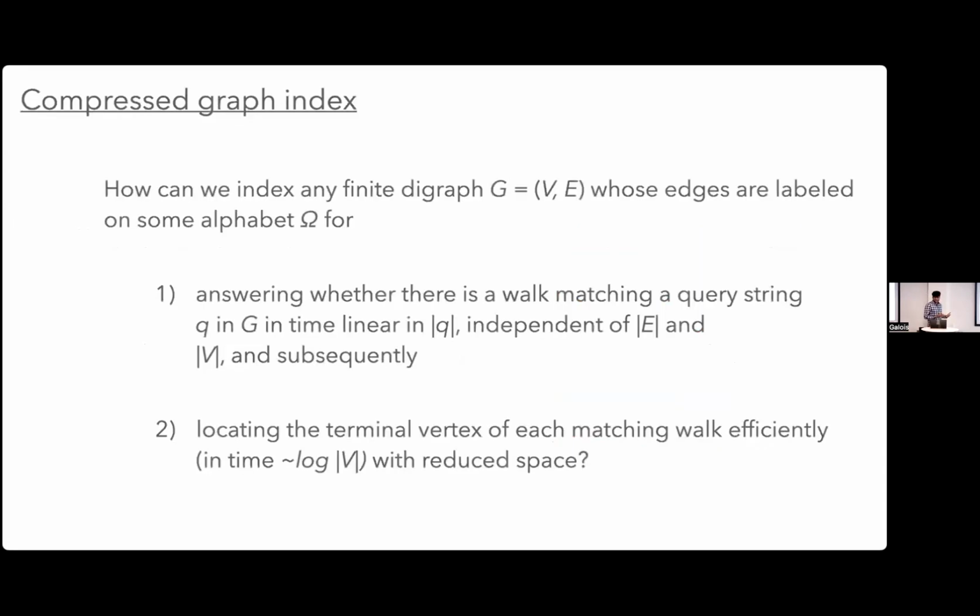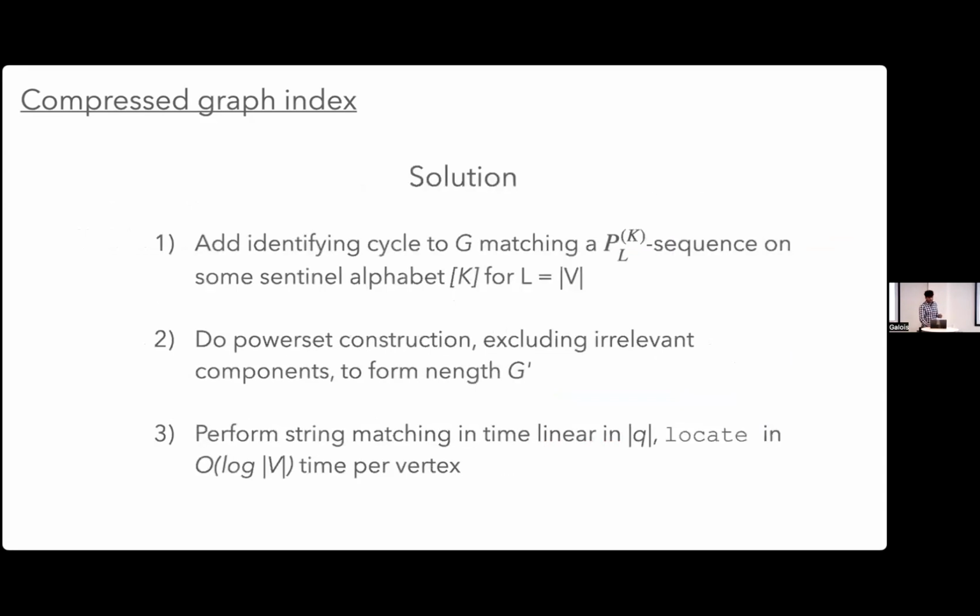We've arrived at a conclusion, a complete solution: this compressed graph index. How can we tell whether a query string is in the graph, and where that query string is in the graph? Our solution is, number 1, we add an identifying cycle to the graph that matches a PKL sequence on some sentinel alphabet K, for L the length of that PKL sequence equal to the number of vertices in the graph. And we do this power set construction as usual to form the nth G prime.